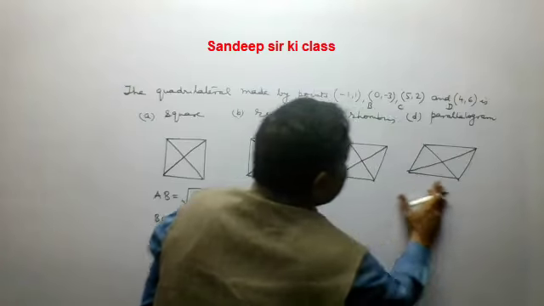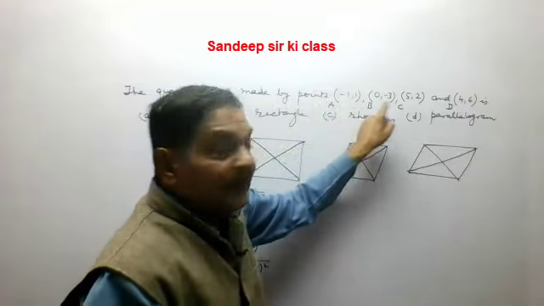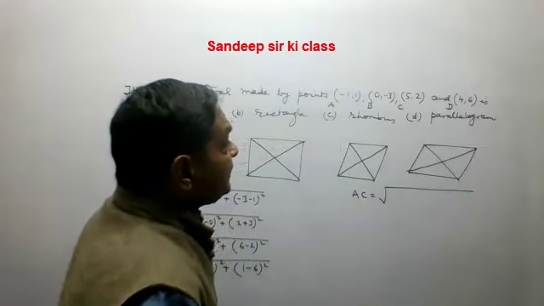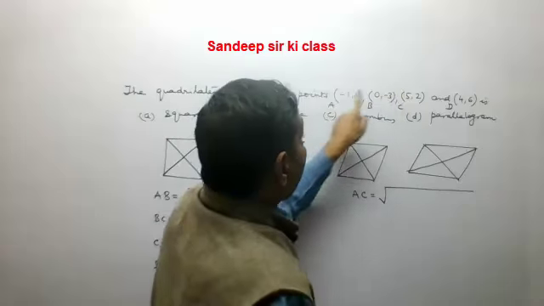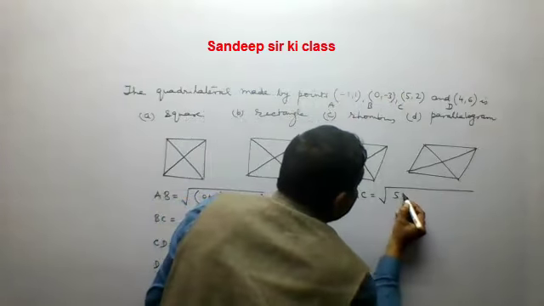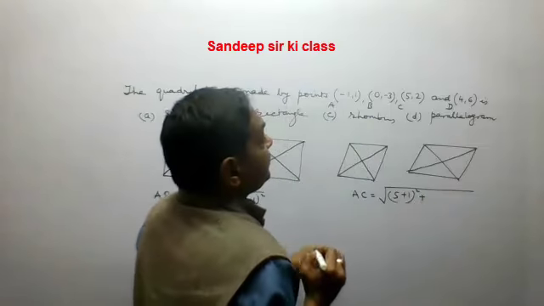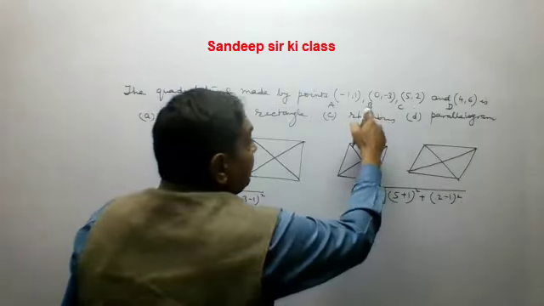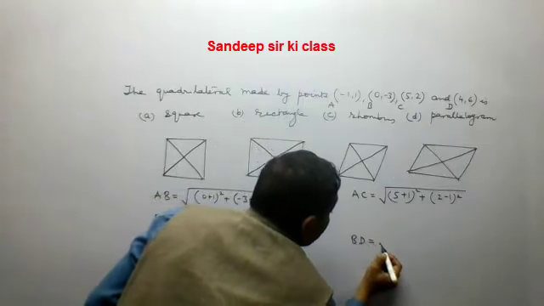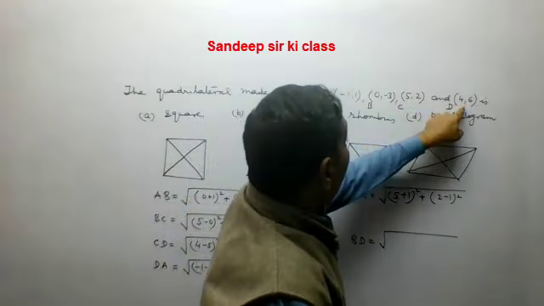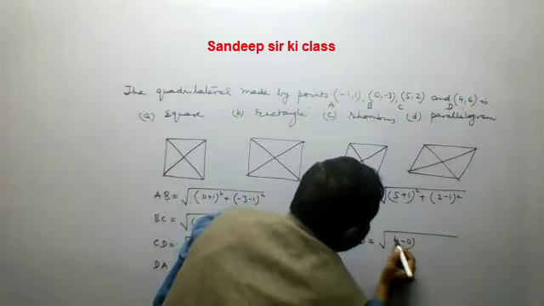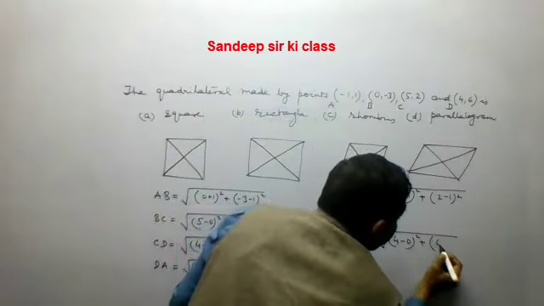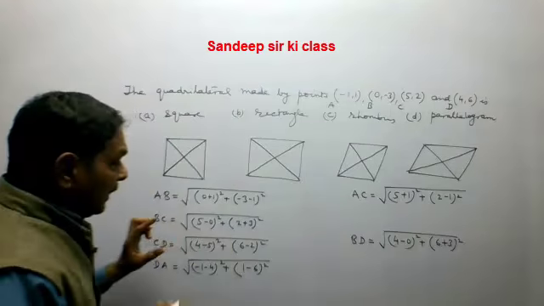Now we will find the diagonals. Now diagonals will be AC and BD. So AC will be equal to under root, again we are using the distance formula. So it will be 5 minus minus 1, so it will be 5 plus 1 whole square plus 2 minus 1 whole square. And BD will be equal to under root 4 minus 0 whole square plus 6 minus minus 3, so it will be 6 plus 3 whole square.